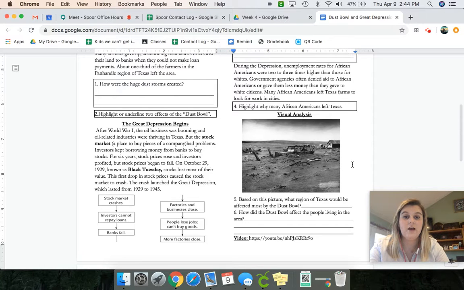Number 6, how did the Dust Bowl affect the people living in the area? So how did what you see here affect the people? Okay, now this is your opinion, but you can look back on what we've read if you want to come up with your answer there.